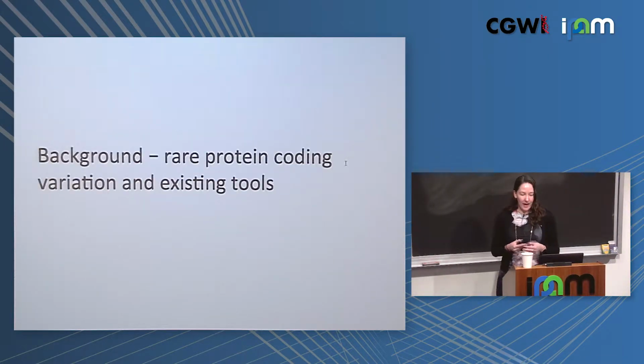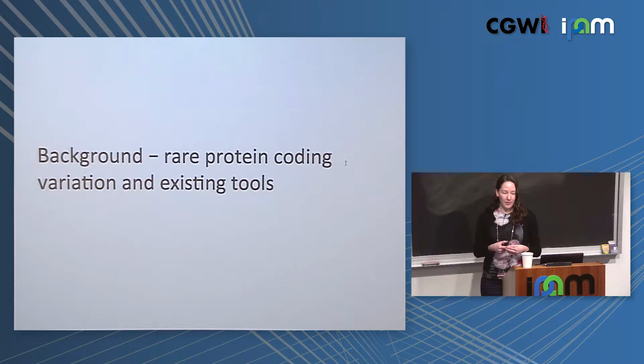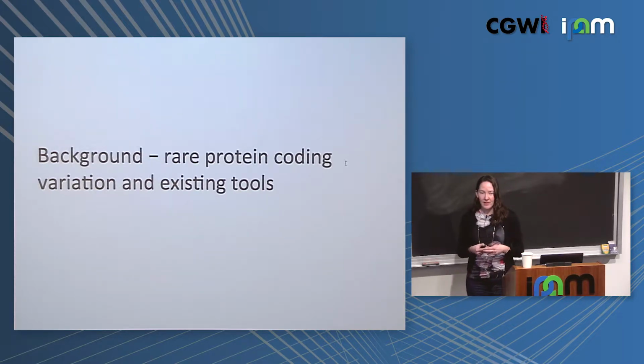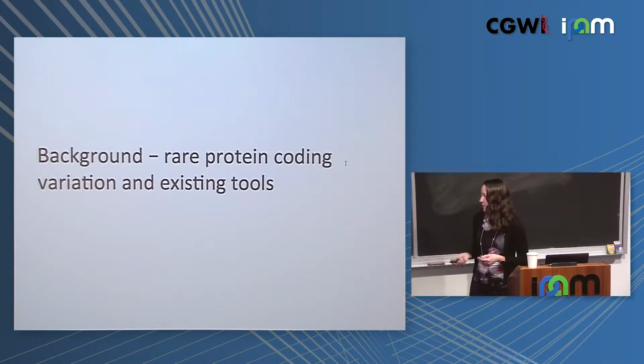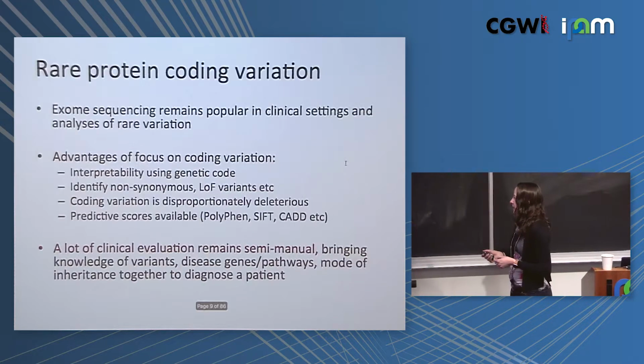So I'll go through a tiny bit of background, primarily focused on protein coding variation to give you a sense of the types of methods people have used in rare variant analysis, although again, protein coding variation is not my primary focus. So exome sequencing, really focusing on the exome and mostly protein coding variants, remains really popular in clinical settings and for the analysis of rare variation.